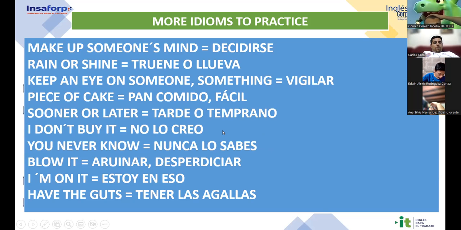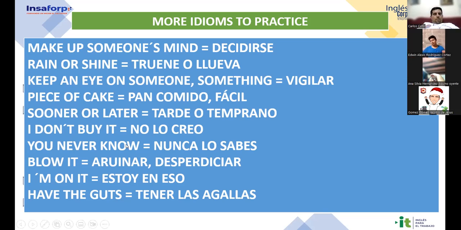You never know. Okay, this is a very common expression in English. You never know when that can happen. You never know because things are unpredictable. When things are unpredictable, you can use this expression.